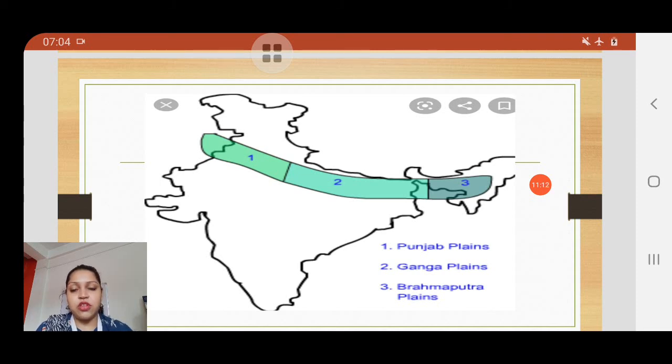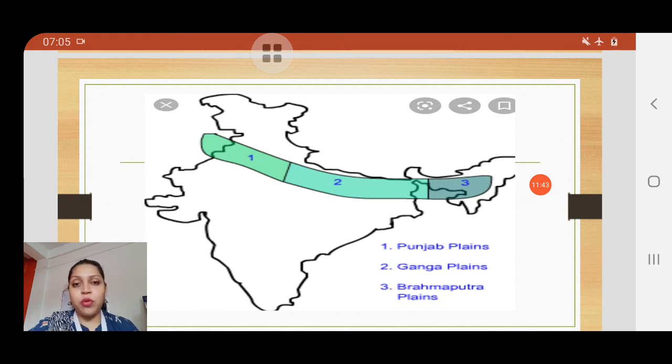Okay, so children, we shall stop here. I hope it's clear to you. You have understood what are the various plains, from which state to which state it extends. It extends from Punjab to, where does it extend? It extends from Punjab to Assam. And what are the three rivers which have made these plains? It's Indus, Ganga and Brahmaputra. And which are the portions known as the Indus basin, Ganga basin and Brahmaputra basin.